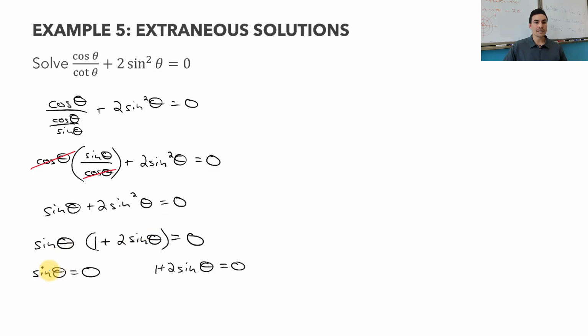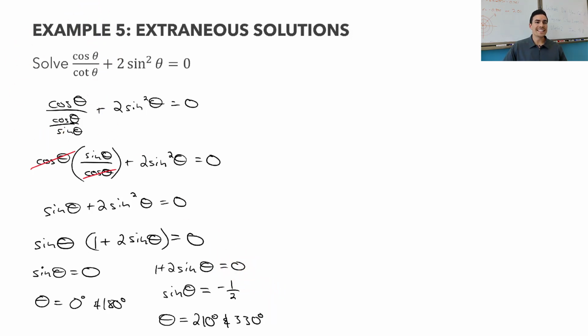So when is sine theta equal to 0? Well, that's going to be at 0 degrees and 180 degrees, assuming we're doing this in degrees. And if I were to solve this side here for sine theta, I would get sine theta is equal to -1/2. Now, when is sine theta equal to -1/2? If you need some help, look at your unit circle, and you'll find that that happens at 210 degrees and 330 degrees.